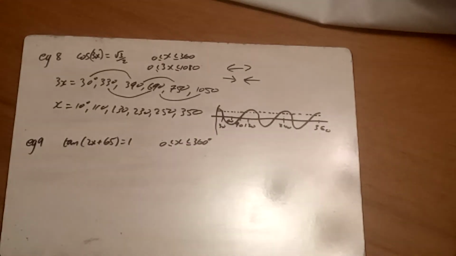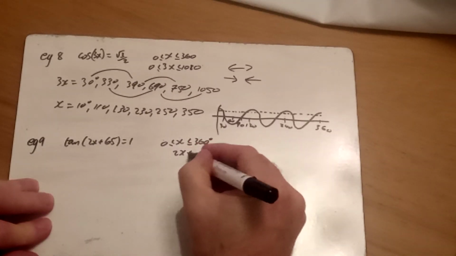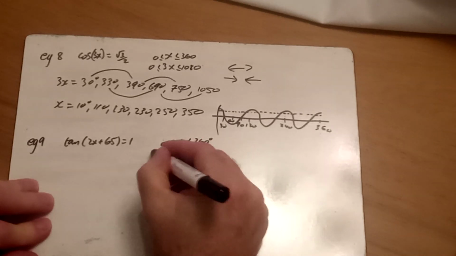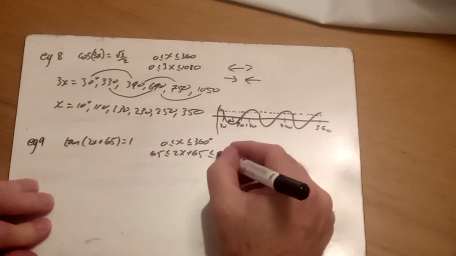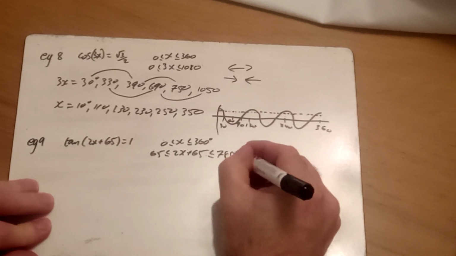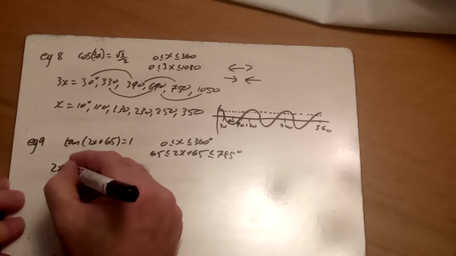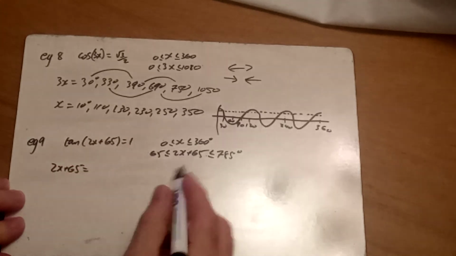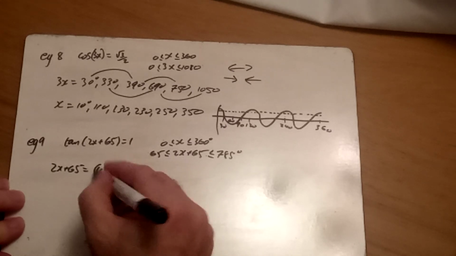Okay. Last one. Tan of 2x plus 65 is 1. Yet again, take the function, double it, and add 65. So 720 add 65, 785 degrees. Do the inverse tan of 2x plus 65 and get all my answers in the given range. So the first one, 45 degrees. That's not even in the range.